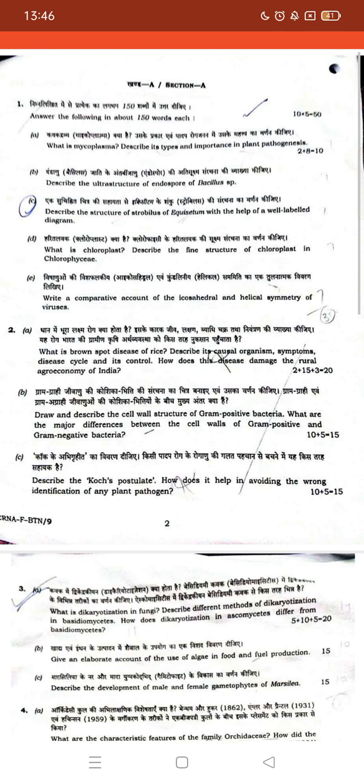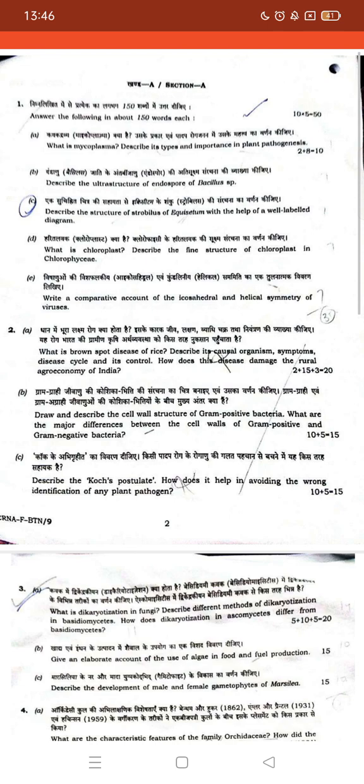Bacillus sp. C. The question in question number 1 is, describe the structure of the strobilus of Equisetum with the help of a well-labeled diagram. What is chloroplast? Describe the fine structure of chloroplast in Chlorophyceae.